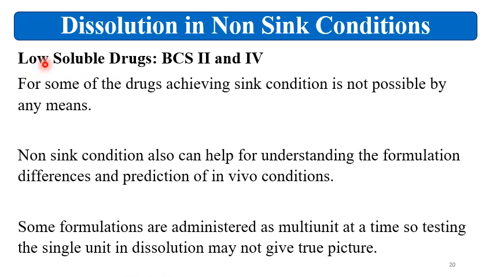The examples are low soluble drugs like BCS class 2 and 4. For some of the drugs, achieving sink condition is not possible by any means. You may use the surfactant or agitation or the ionic strength of the media or whatever, but still if you are not able to get the sink condition, then non-sink condition can also help for understanding the formulation differences and prediction of in vivo conditions.